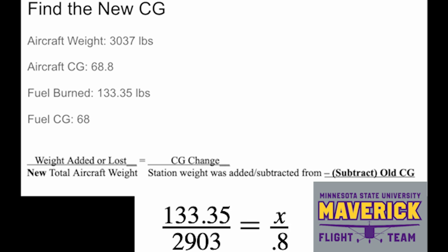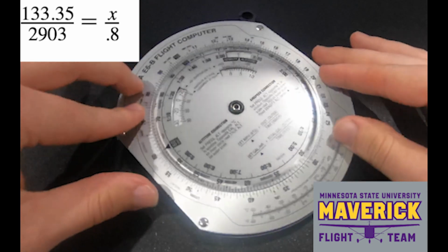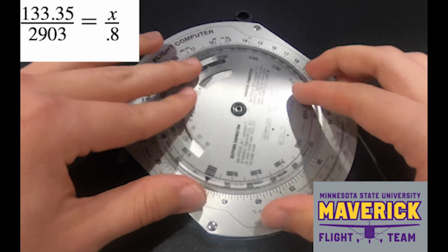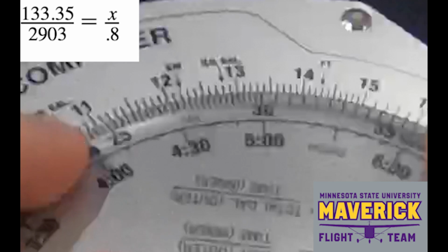So 133.35 over 2903 is equal to our CG change over the station weight that was added or subtracted from the old CG. So for the aircraft CG and the fuel CG, you subtract the two, 68.8 minus 68, and you get 0.8. So X will be over 0.8. So you line up 133.35 over 2903, and that is equal to X over 0.8.